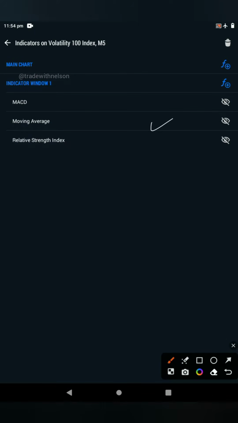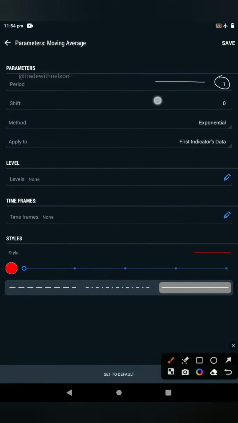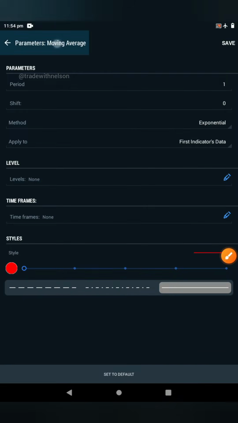The next indicator is the moving average. Click on the F icon on the indicators Windows 1 and search for moving average. Make the period to be 1, shift to be 0, method to be exponential. Apply to first indicator's data. This is very important. For the styles, select color of your choice, size of your choice. After that, click on save.